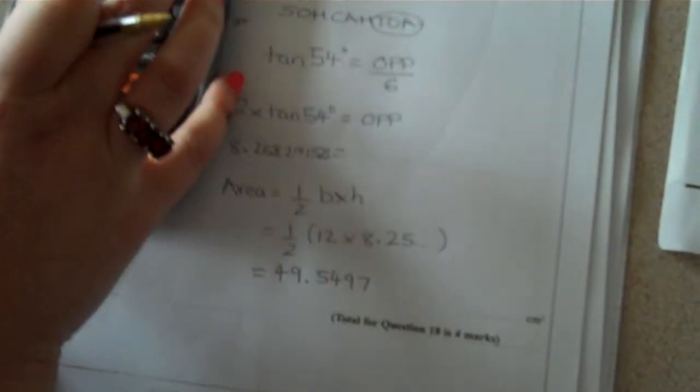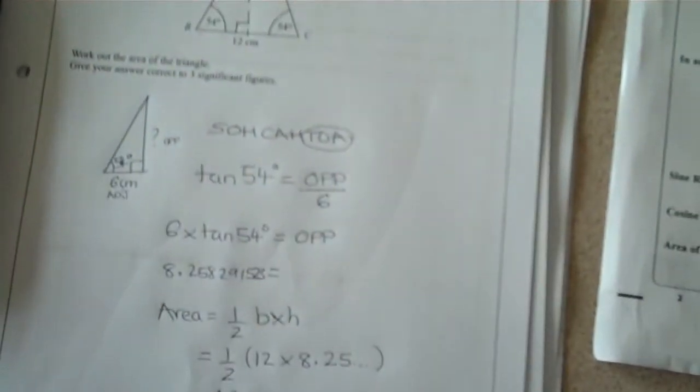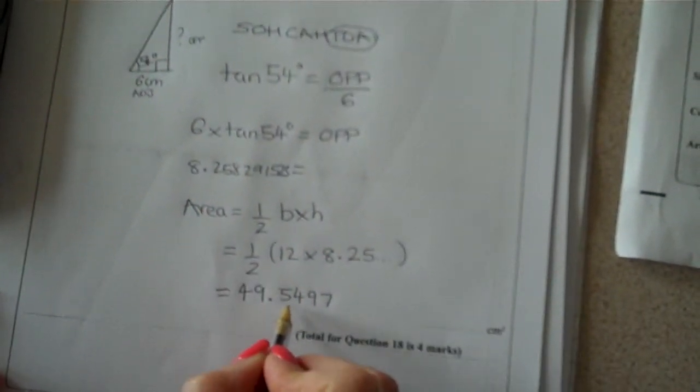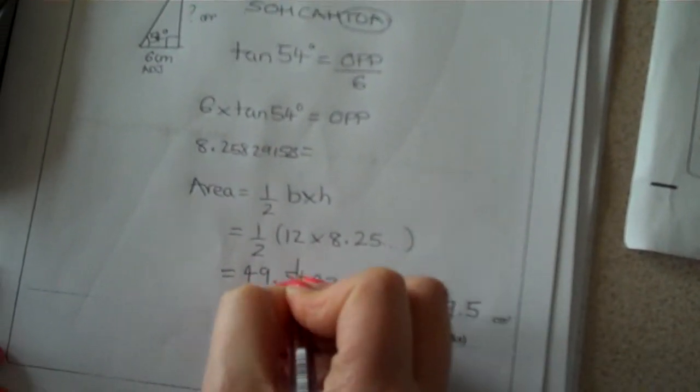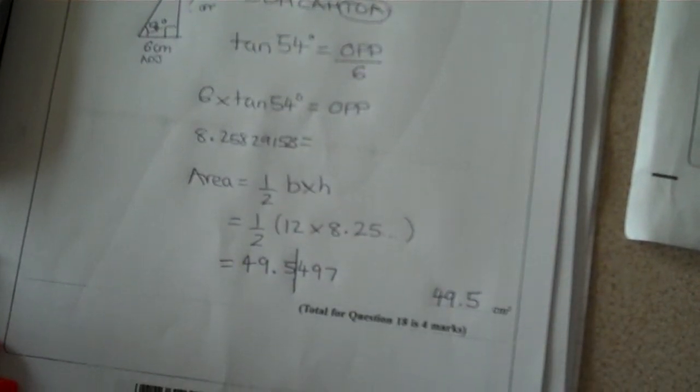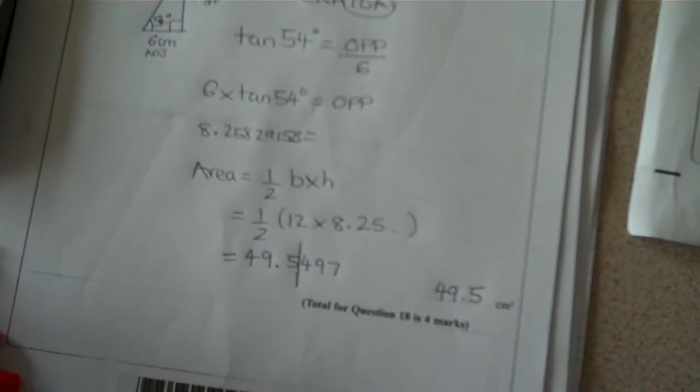And again, I then always need to refer back to the question: what level of accuracy do they want? In this case they wanted 3 significant figures, so that means that I'm going to be rounding my answer to 1 decimal place. So 49.5. When I look at cutting it off, I've got a 4 after where I'm cutting off, so therefore I leave it as it was.